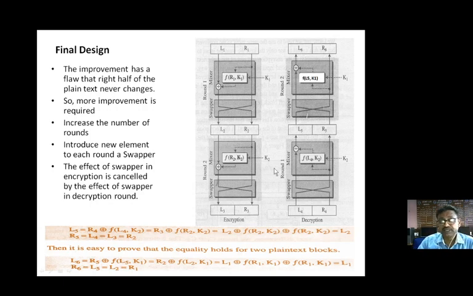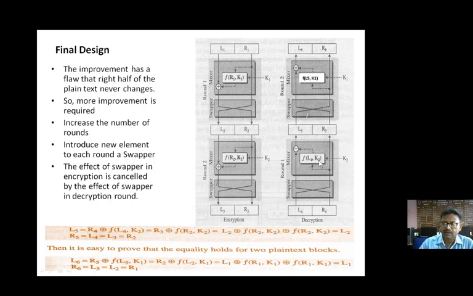Now we have to prove the invertibility of this Feistel cipher design, the final design. If we consider that L3 is equal to L4 and R3 is equal to R4, then L5 should be equal to L2 and R5 should be equal to R2. And if it is so, then R6 should be equal to R1 and L6 should be equal to L1. So let us find out whether L5 is equal to L2 or not. What is L5? L5 is R4 XORed with F(L4, K2).